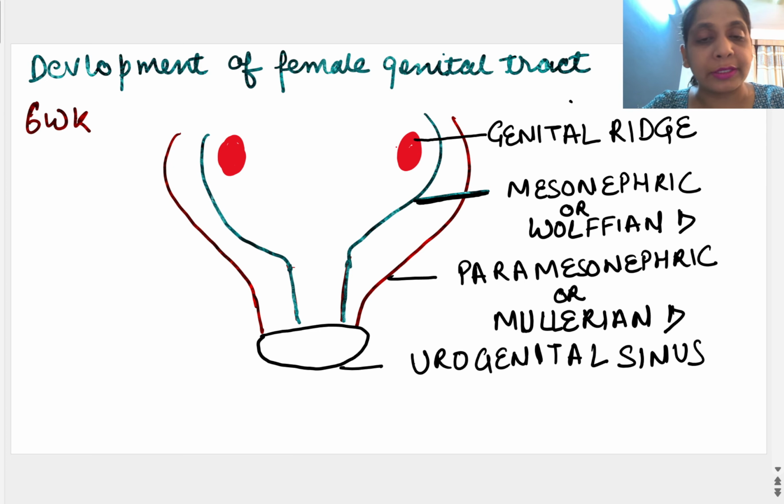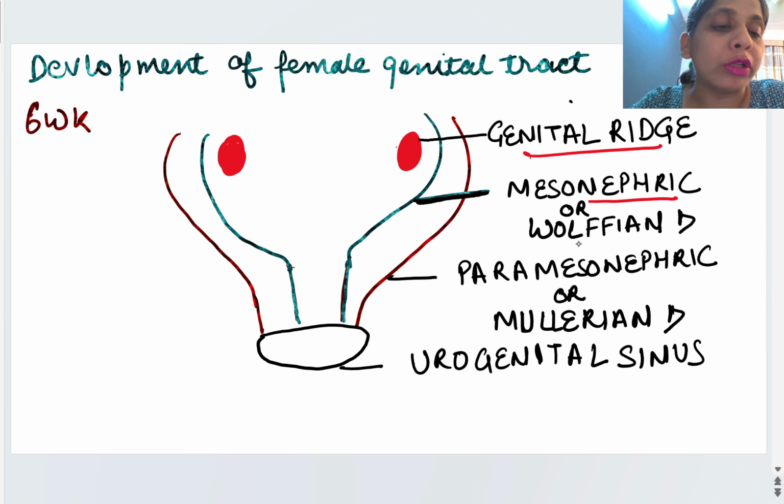These structures comprise of this globular genital ridge, and these are the ducts. The duct which is near the genital ridge is the mesonephric or the Wolffian duct. In normal circumstances, this duct forms the male genital tract. You can remember this by M for male and M for mesonephric, and all males are wolves. And the duct which is beside it is the paramesonephric duct or the Mullerian duct.